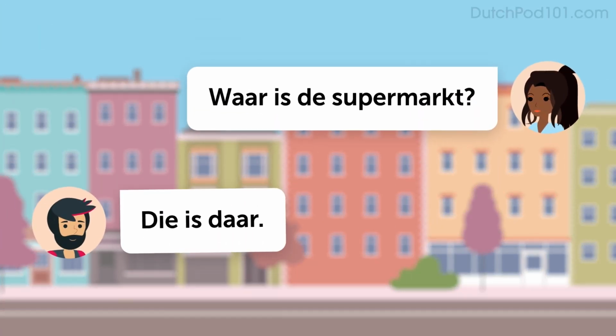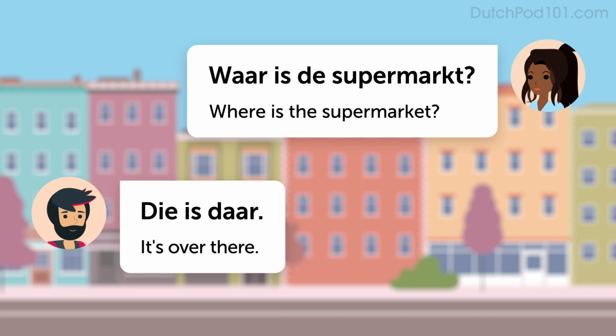Listen to the dialogue. Waar is de supermarkt? Die is daar. Once more with the English translation. Waar is de supermarkt? Where is the supermarket? Die is daar. It's over there.